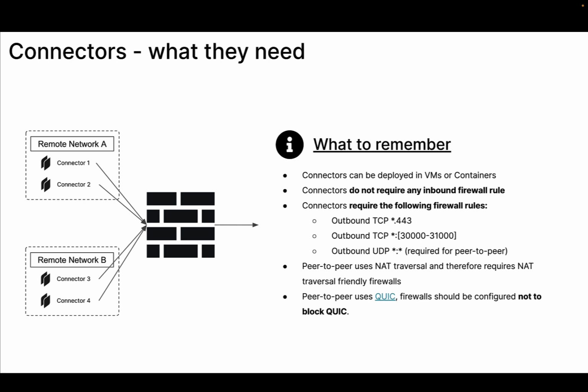Now, the final requirement is to not block the QUIC protocol, which is sometimes the case on some firewalls by default. The reason we use QUIC is precisely for peer-to-peer communication, because it's much faster. And so we recommend not to block the QUIC protocol. Now, if you do block the QUIC protocol, TwinGate will still work, but the communication will be relayed. So it's just something that you should know before making a decision and checking whether QUIC is blocked or not blocked.